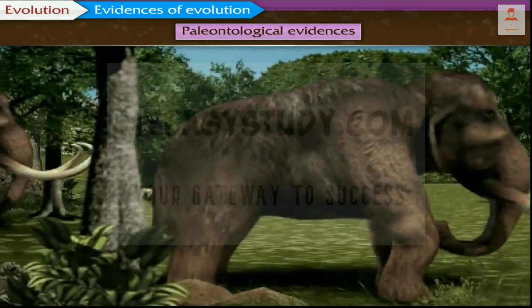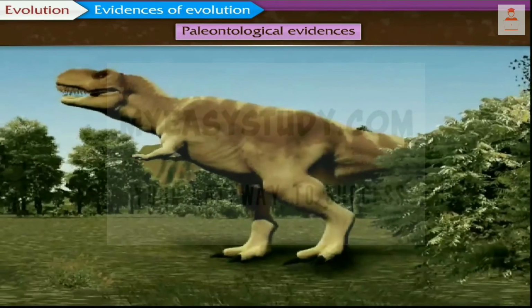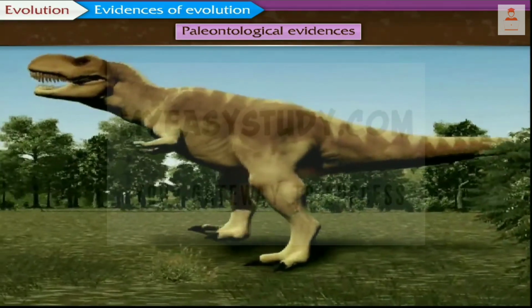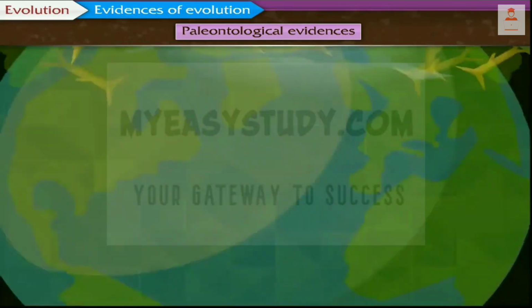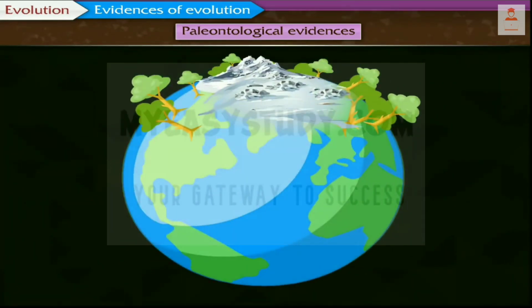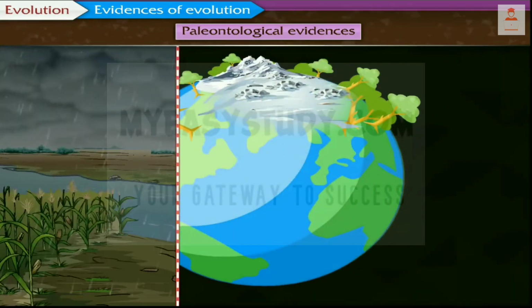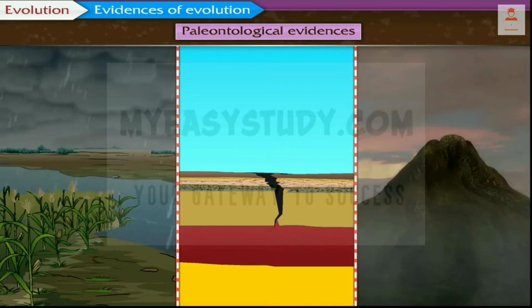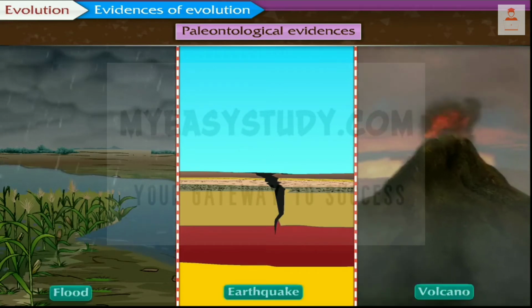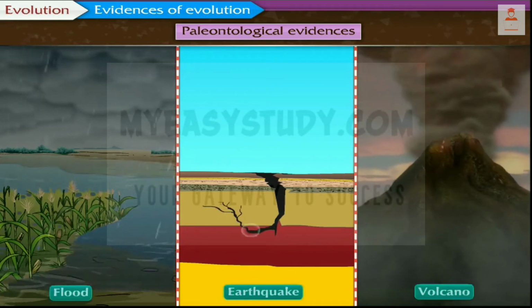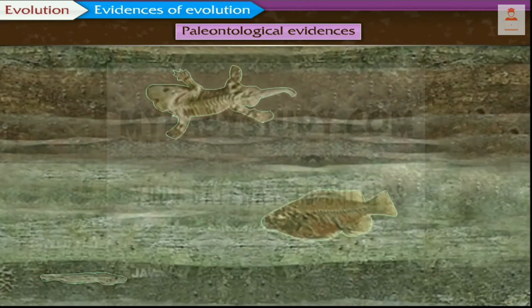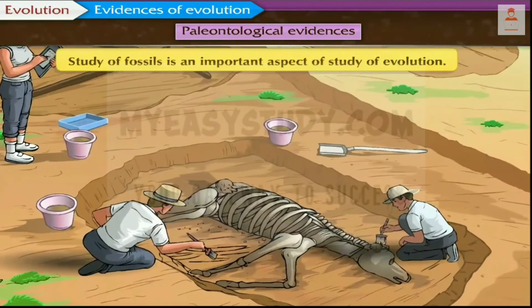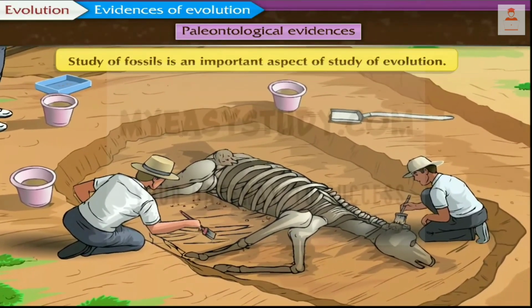Paleontological evidences. The secret of which organisms existed millions of years ago has been hidden in the earth. Large number of organisms get buried due to disasters like flood, earthquake, volcano, etc. Remnants and impressions of such organisms remain preserved underground. These are called fossils. Study of fossils is an important aspect of study of evolution.